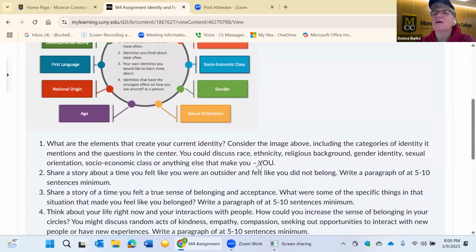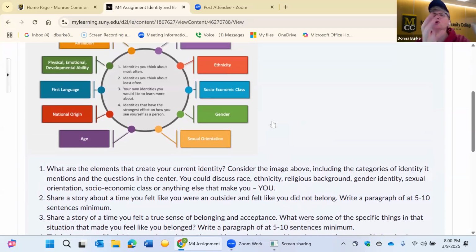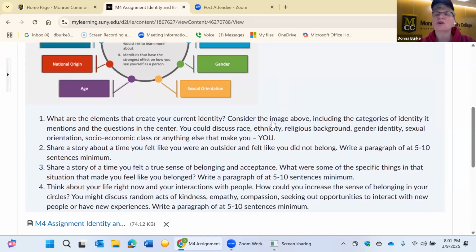Socioeconomic class or anything else that makes you you. So in looking at this, how would you describe yourself? And, you know, we want you to be honest. You're not going to have to share it with anybody else. If you're not comfortable, only Professor Domino and I will be reading it, and Mr. Dunshee. So feel free to be as honest as you want to be, but make sure you look at this chart to also talk about yourself, right, in these terms, whichever terms you're comfortable.